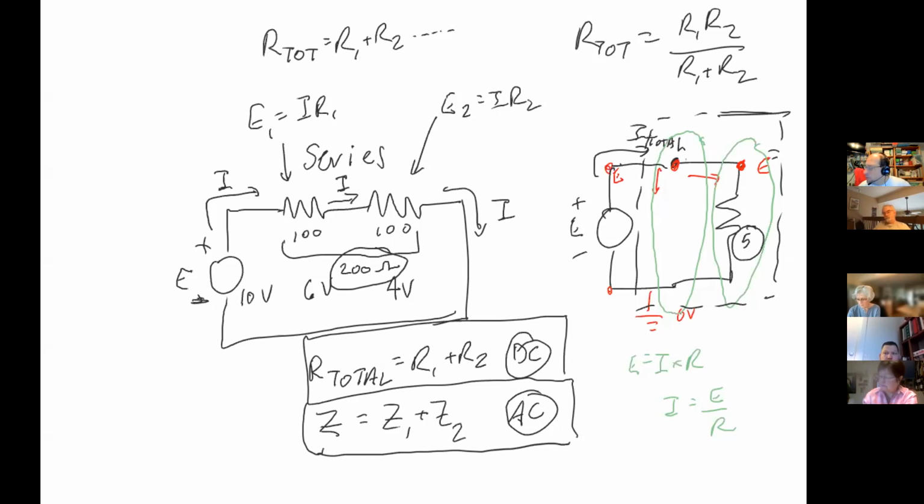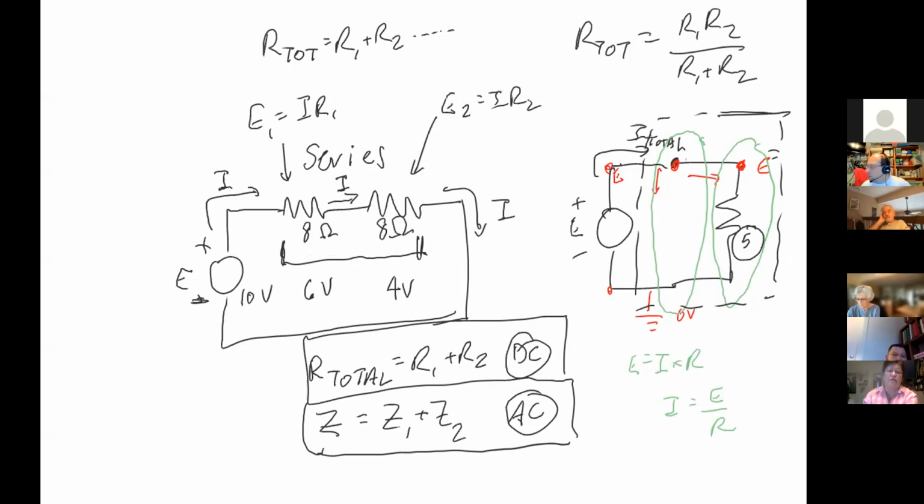And two 100 ohm resistors in series would be 200 ohms. If I were to change those to, let's say, 8 ohms and make them speakers, what would my total resistance be? 16 ohms. Okay, now what if I were to take this other circuit over on the right-hand side, and I were to say that I had two 8 ohm resistors.